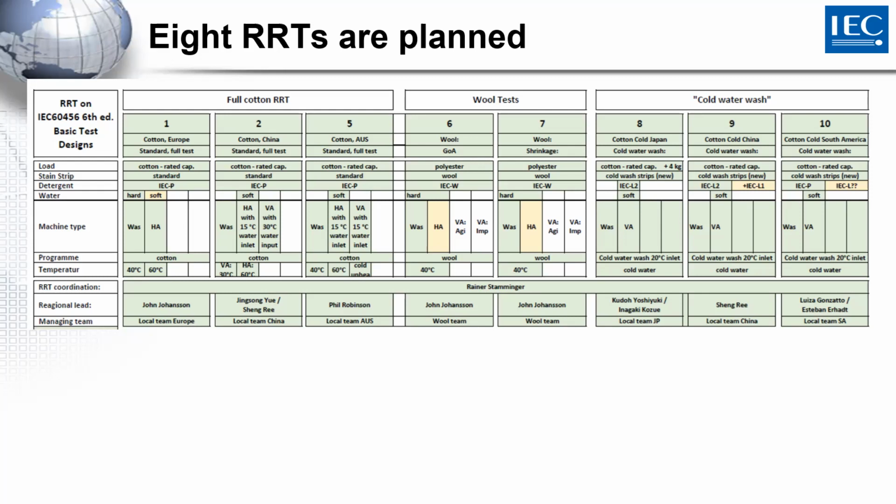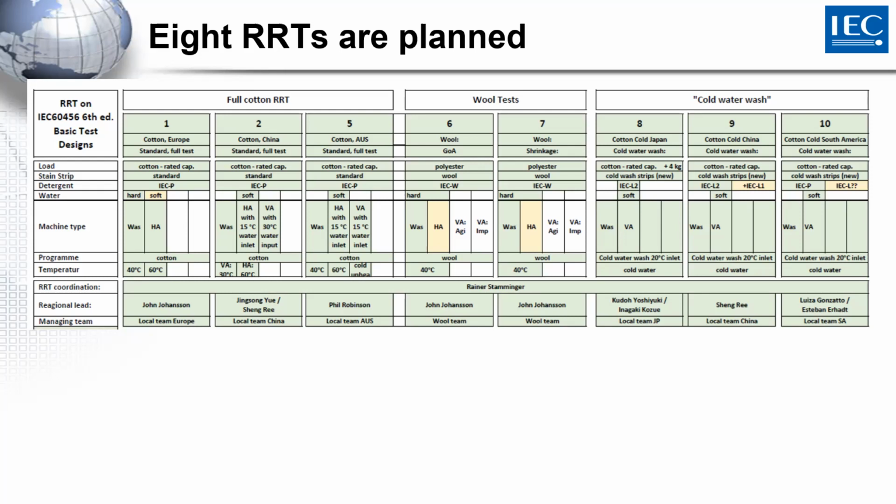This is for washing machines which do not have a heating device in and which are not using hot water to wash, because this is a relevant part of the market. And I'm happy that we could make this round-robin test for this cold water wash procedure also in 3 parts of the world. So we have one team which is doing it in Japan, we have one for China, and we have one for South America.